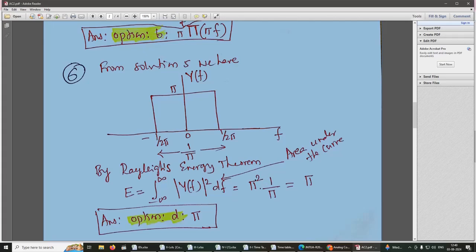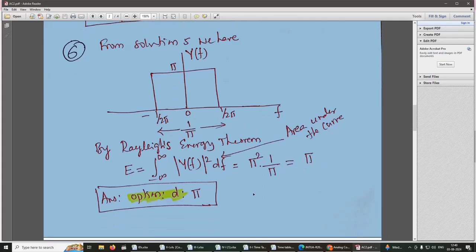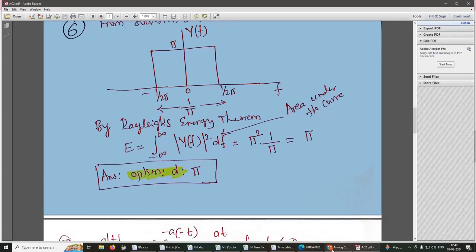So it is nothing but pi squared multiplied by 1 by pi. If you square the amplitude, it becomes pi squared, and the duration is 1 by pi. If you multiply these two, you get pi. So the answer is option D, pi.